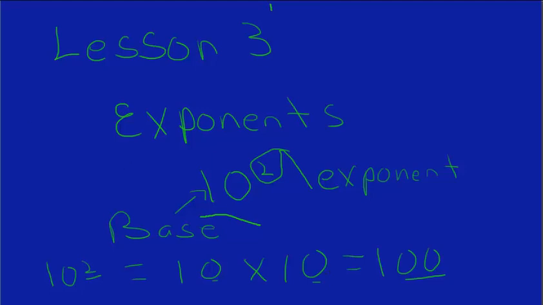So let's do a little bit more with exponents. Remember, a lot of times people, when they see the base with an exponent, get confused on what you're actually multiplying. When it's 10 to the first power, you're basically saying 10 times 1 equals 10. The exponent is 1, so you have 1 zero.